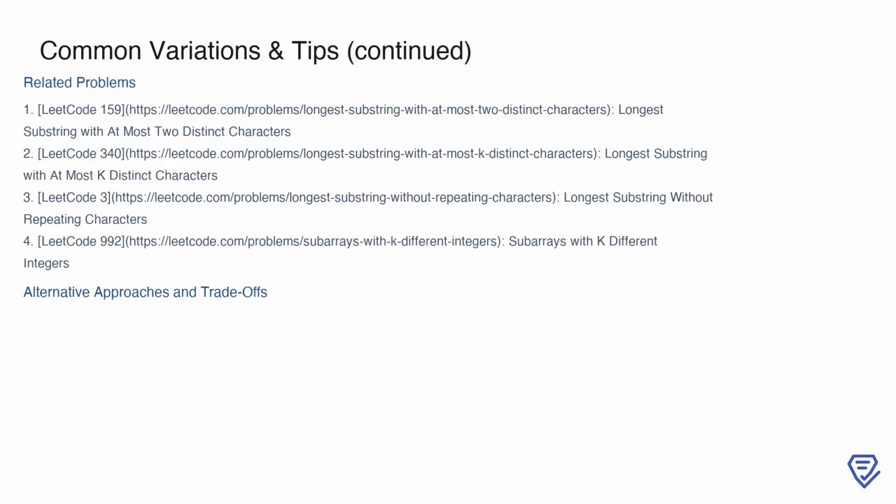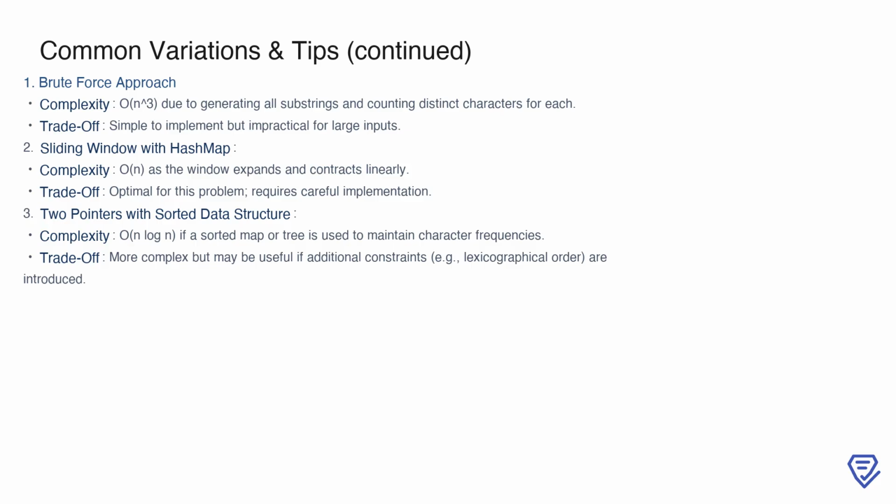When considering alternative approaches, it's essential to weigh the trade-offs. For example, while brute force may seem straightforward, its inefficiency makes it unsuitable for competitive programming. On the other hand, the sliding window method is both optimal and versatile, making it the preferred choice for these types of problems. Let's compare different approaches to solving this problem.